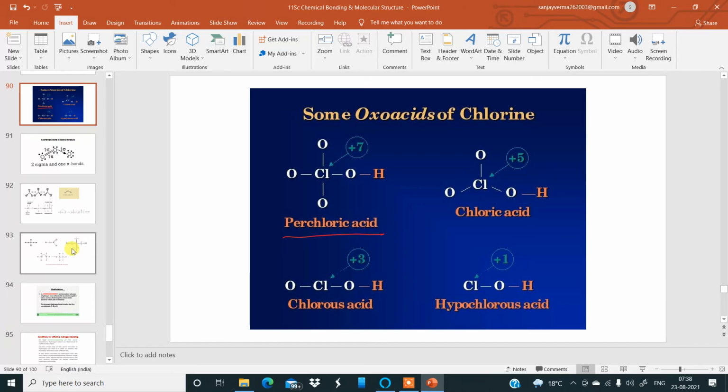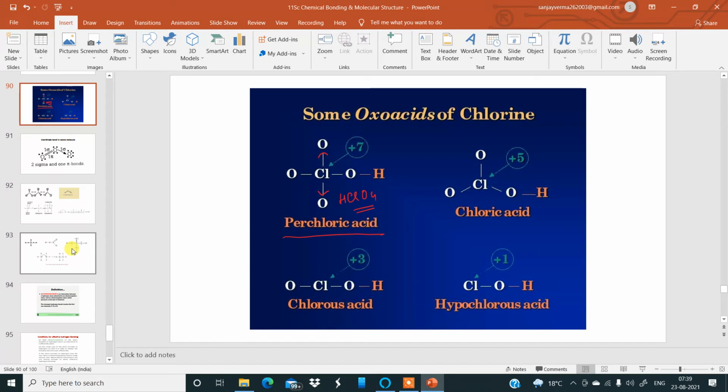HClO4. This bond is coordinate. These two bonds are coordinate. That is perchloric acid, the formula is HClO4. Then the next one is chloric acid.